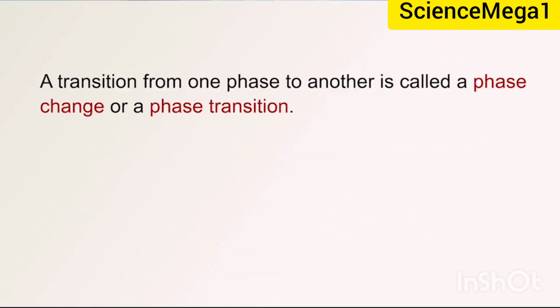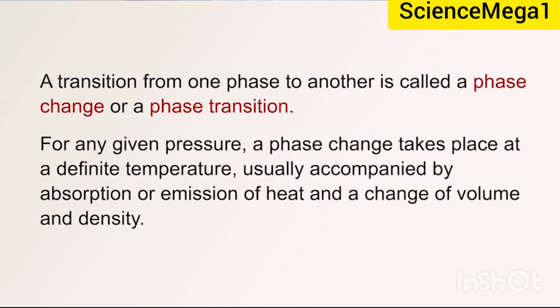The transition from one phase to another is called a phase change or a phase transition. For any given pressure, a phase change takes place at a definite temperature, usually accompanied by absorption or emission of heat and a change of volume and density.